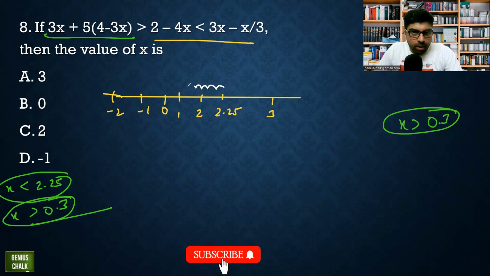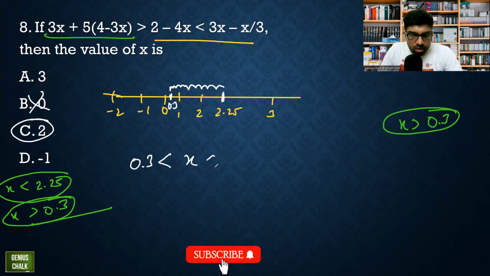And greater than 0.3. So after 0, somewhere it will be 0.3. So it can lie only in this range. So it could be 2 also. Can it be 0? No, because x lies between 0.3 to 2.25. So x cannot be 3 because it is more than that. Not possible. X cannot be 0.